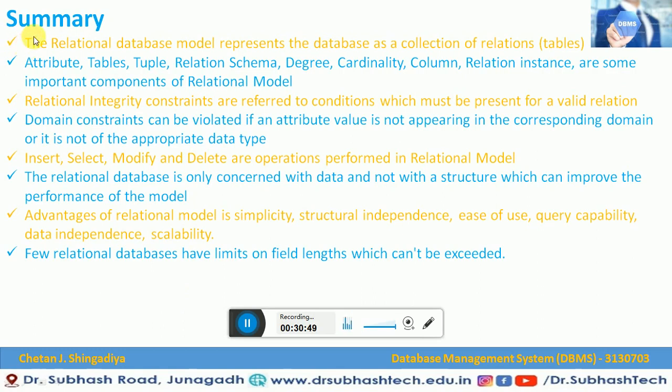Now let us see what we have covered in this video lecture in the summary form. The relational data model represents the database as a collection of relations. That means we have seen the definition of relational data model. We have also seen the definition of attributes, table, tuple, relational schema, degree, cardinality, column, relation instance, which are some of the important components of relational data model. We have also seen the relational integrity constraints, 4 types that we have seen: domain, key, referential, and so on. We have also seen the operations of a relational data model, that is insert operation, delete operation, modify or update operation, and select operation.